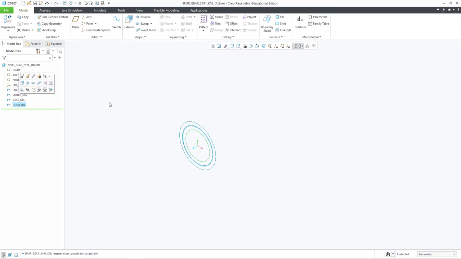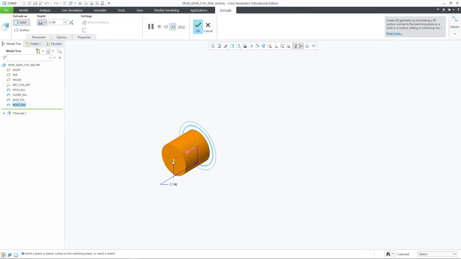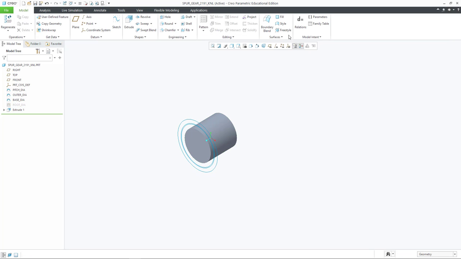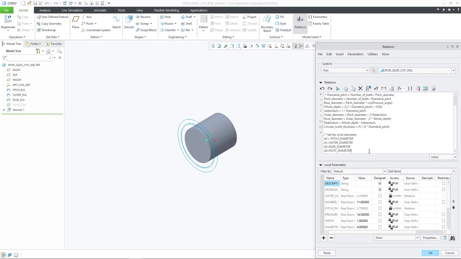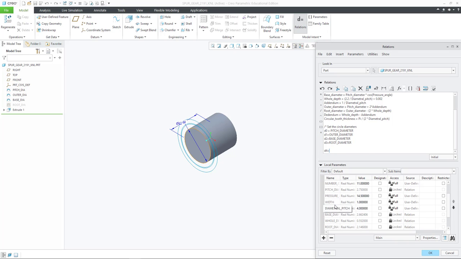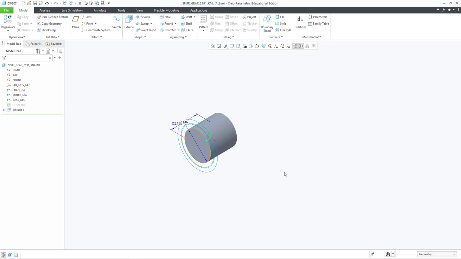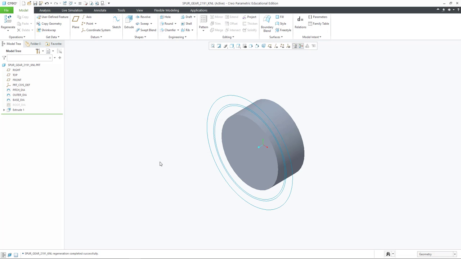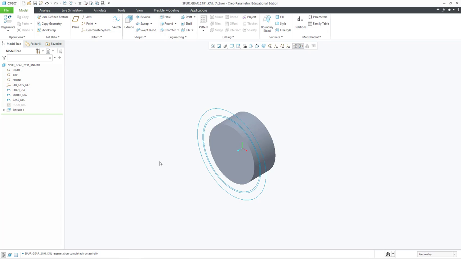All right, so that root diameter we're going to extrude. And back into the relations, that depth is going to equal the width. Perfect. Okay, next we need our tooth geometry.